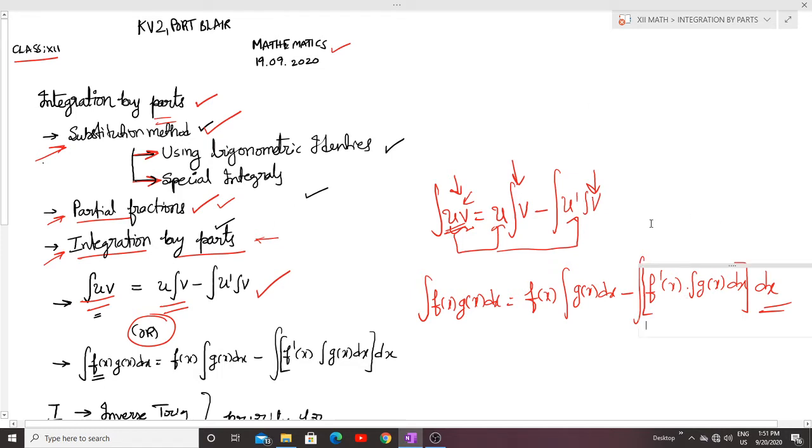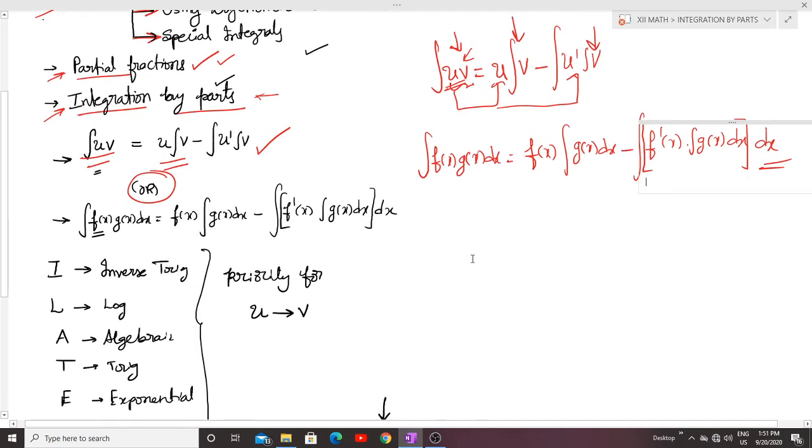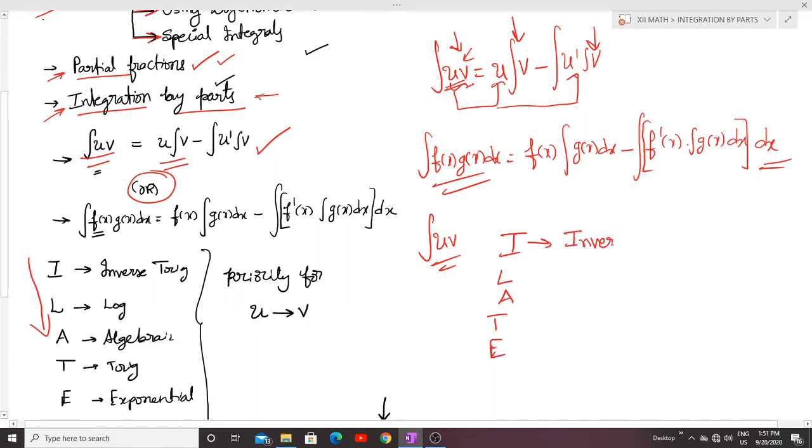Next, for integration uv, for the formula of f of x into g of x dx, this priority must be followed. What is that priority? ILATE. What is the meaning of ILATE? I means inverse trigonometric. Look here, I wrote: L means logarithmic, A means algebraic, T means trigonometric, E means exponential. This is the priority for uv.